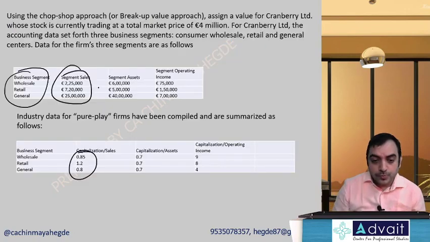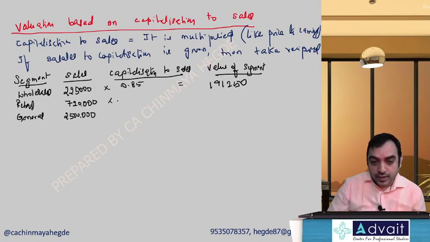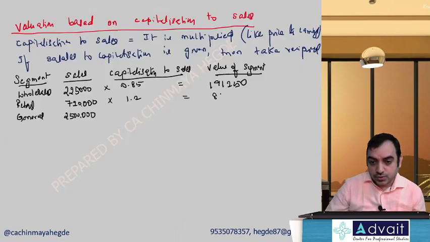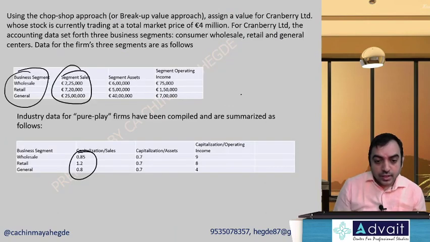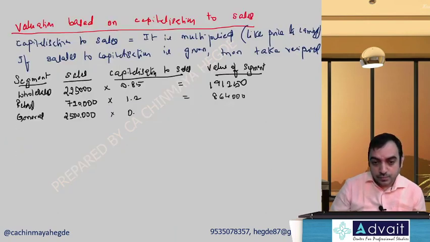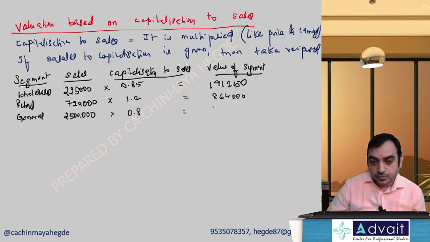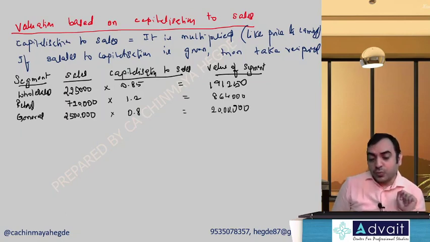Retail segment ratio is 1.2. 7,20,000 into 1.2 is 8,64,000. General ratio is 0.8. So 25 lakh into 0.8 is 20 lakh. So value of wholesale segment we calculated, value of retail segment we calculated, value of general segment we calculated.